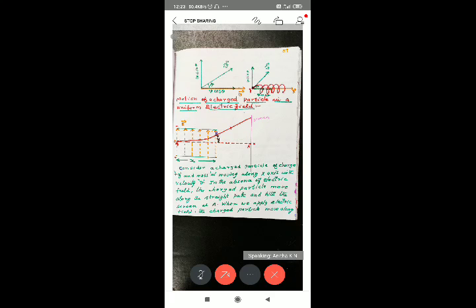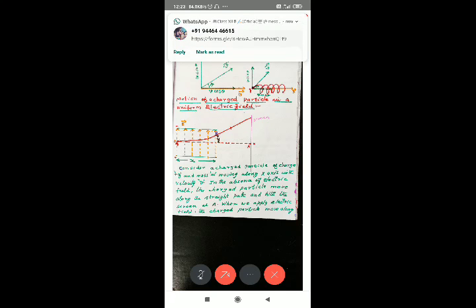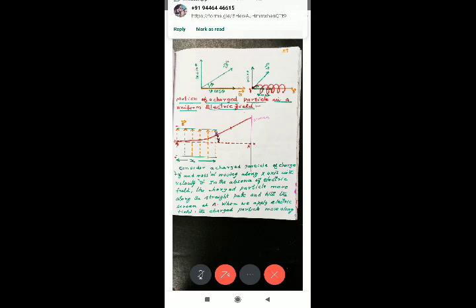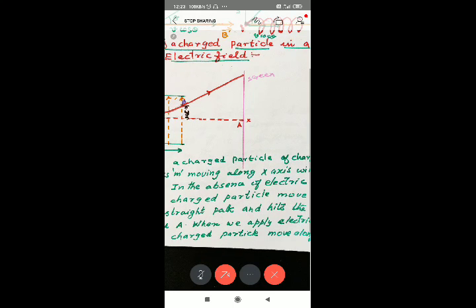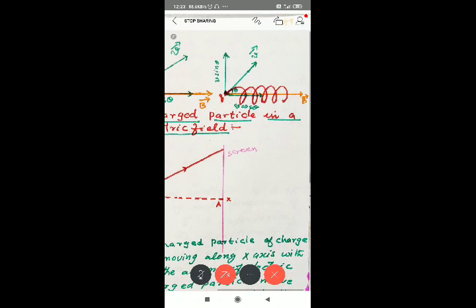So two types of motion are there. Due to the V cos theta component, the particle moves a linear distance. At the same time, due to the component V sin theta, it moves in a circular path. So what type of motion can we expect? By the time the particle completes one circular motion, it moves a linear distance. By the time it completes the next circular motion, it moves a certain distance, like that. So what will be the nature of the path? It is shown in that figure. Helical path.